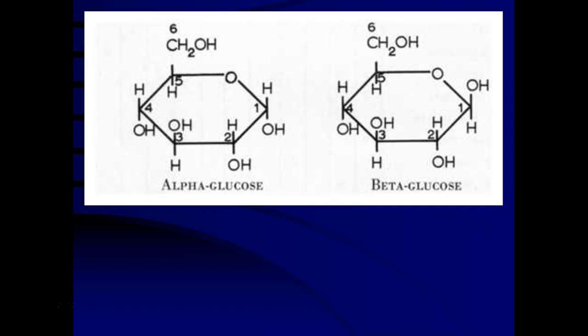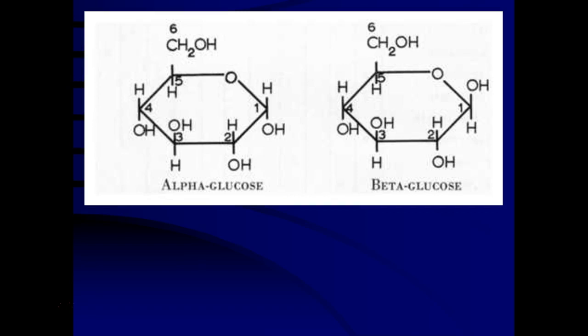If you look at beta glucose and you go to carbon number 1, you'll go, oh, they flipped. On carbon number 1, you'll see the hydroxyl group on top and the hydrogen down below. That is the only difference between those two forms of glucose. But it makes a huge, huge difference when it comes to living organisms.